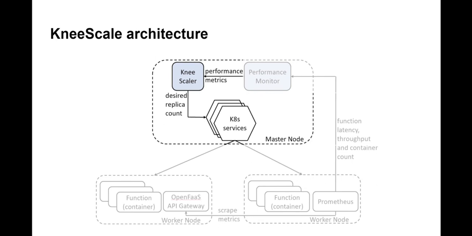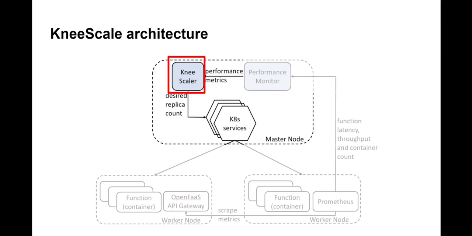The KneeScaler component is responsible for on-the-fly knee detection and resource scaling of the running functions. After the desired replica count is calculated, it uses the Kubernetes API to allocate the required number of replicas for a given function.